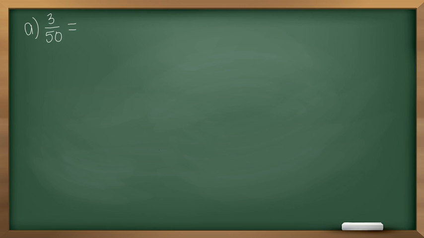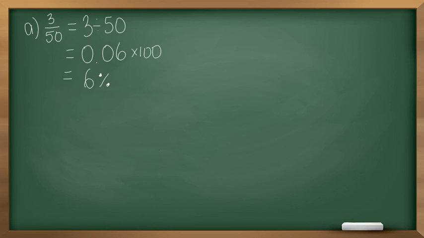So first I'm going to go 3 divided by 50. That gives me 0.06, or 6/100ths, which makes sense because if we're thinking about equivalent fractions, 3 out of 50 is the same as having 6 out of 100, so 6/100ths. And then we're just going to multiply by 100 to get a percent. Okay. So 3/50ths is the same as 6%.